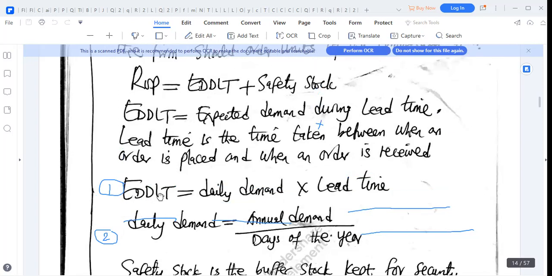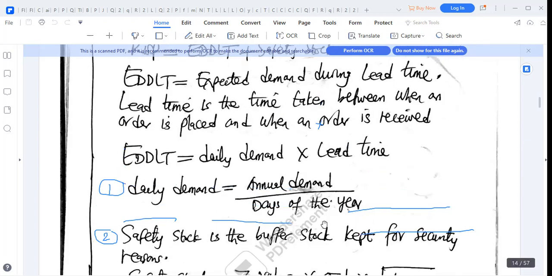Now, our expected demand during the lead time is equal to daily demand multiplied by the lead time. Our daily demand is equal to annual demand divided by the days of the year.